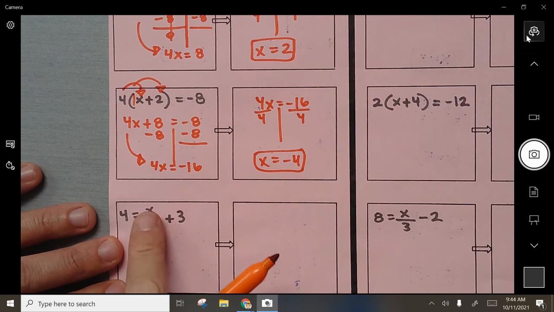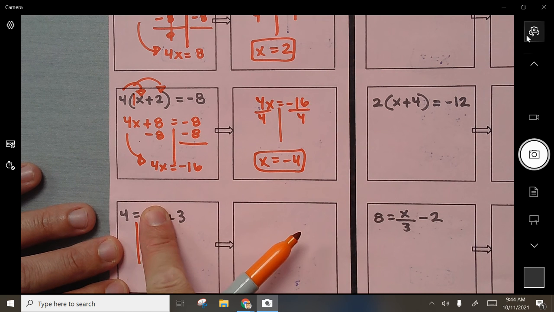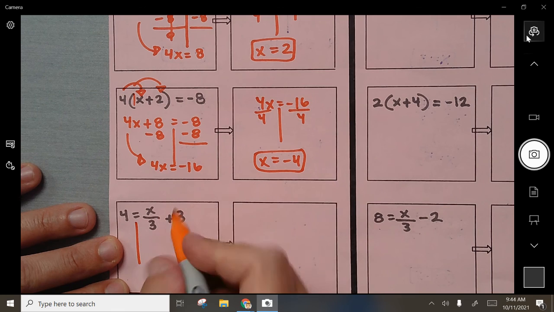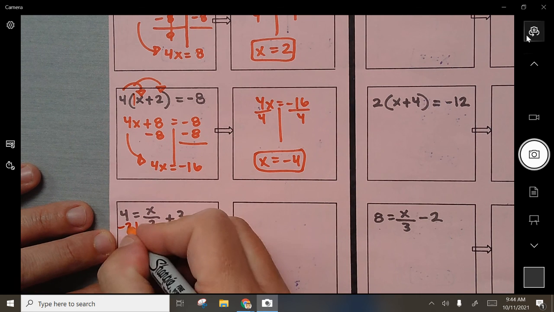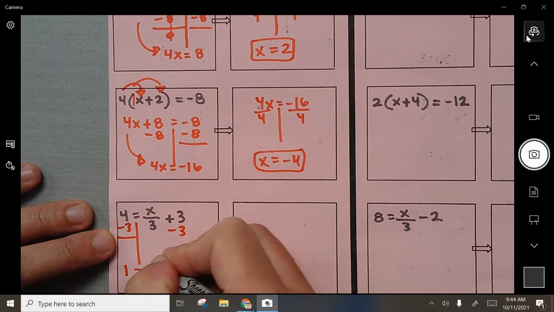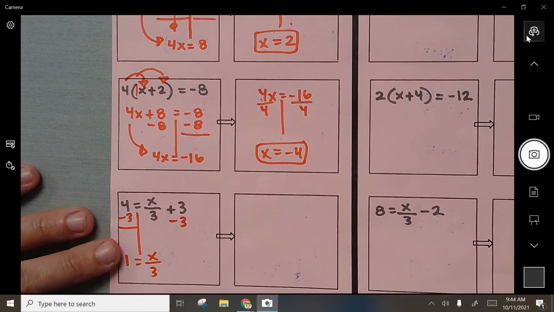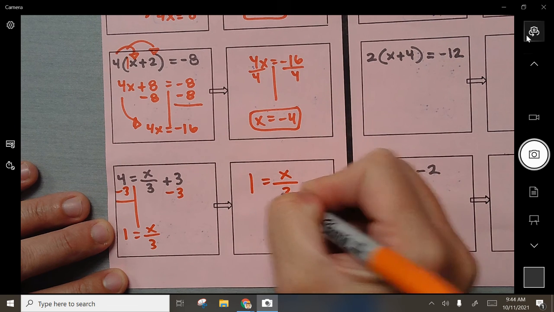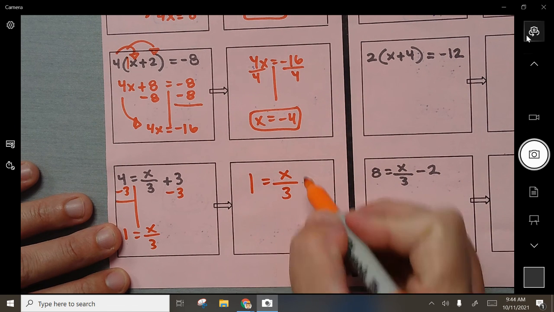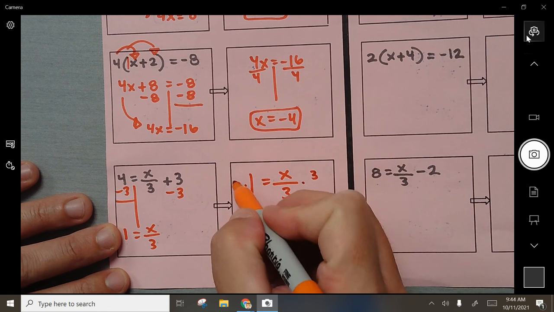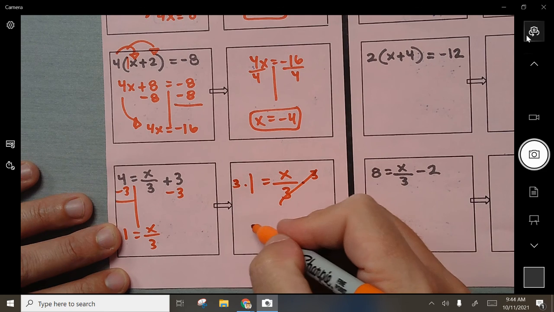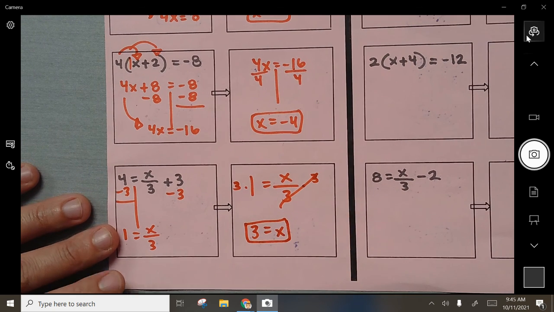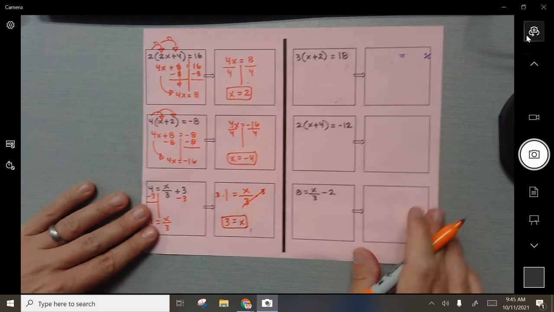If I want to deal with the variable, there's the variable. I put my finger on it. What do I have to get rid of first? If this is the variable, we've got to get rid of this negative 3, or positive 3, by making it a negative. All right, 1 equals x over 3. I'm going to move that over here. How do I get rid of a division of 3? If I multiply both sides by 3, it cancels out. All right, you're responsible for these last 3 for me.